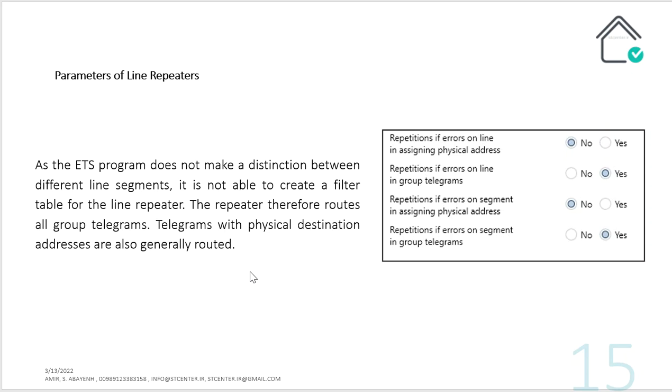So note what we have in here, but remember that a repeater routes all the telegrams. There is no filter table in a line repeater. Remember that. As the ETS program does not make a distinction between different line segments, it is not able to create a filter table for a line repeater. The repeater therefore routes all group telegrams. Please note that there is no control of the traffic of the data in a line repeater. Telegrams with physical destination addresses are also generally routed.